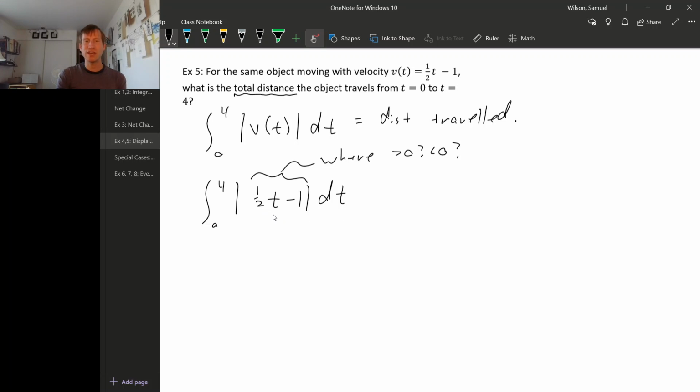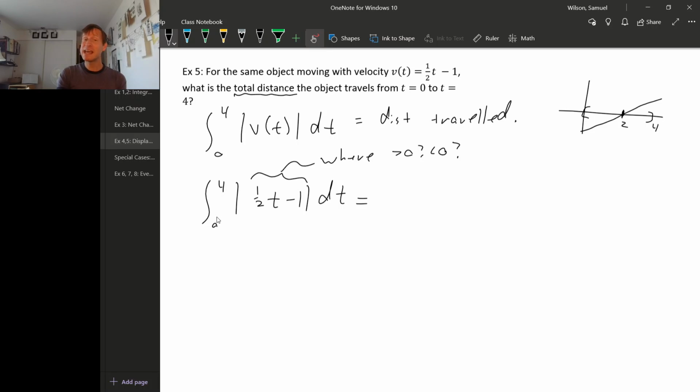So let's look at 1/2 t minus 1. We're going from 0 to 4 here. And 1/2 t minus 1 looks something like this. We want to know where it is switching from positive to negative. And if you set this equal to 0 and then solve for t, you get t equals 2. So what we need to do is split this integral up at t equals 2, because that's where this stuff inside the absolute value switches sign from negative to positive.